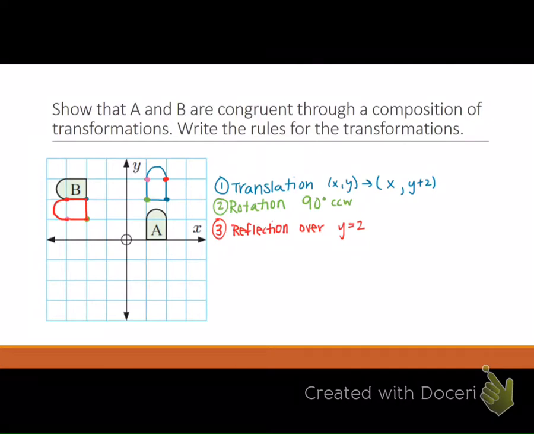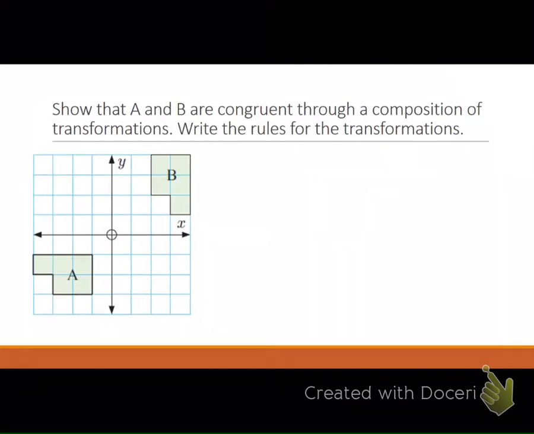All right, look at that next one for me. Some of you guys aren't there yet, so I want to make sure you're okay. Saw some of you drawing this line in here to show the reflection over it, so if you need to do that, you can. It says show that A and B are congruent through a composition of transformations. So we're going to show that they're congruent.